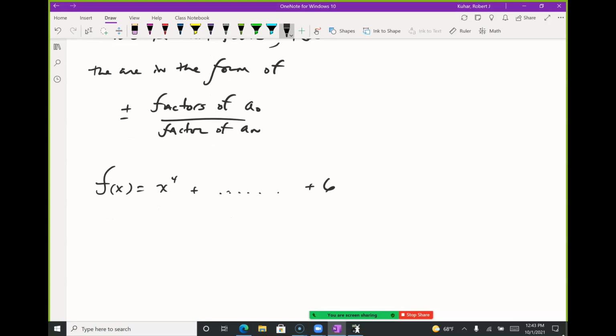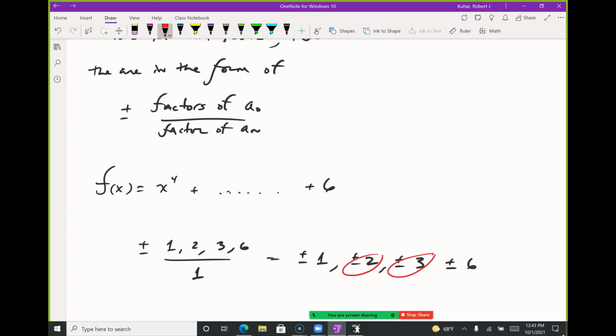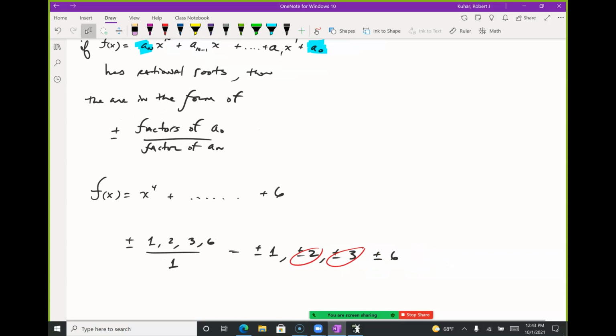And so if I take the factors of 6, which are 1, 2, 3, and 6, and the factors of 1, which is just 1, I can see that I get plus or minus 1, plus or minus 2, plus or minus 3, plus or minus 6. And obviously, the minus 2 and the minus 3 were the roots. It's crazy. It's beautiful. It's hard to believe at first that if I'm going to have rational roots, they're going to come from the factors of the leading term divided into the factors of the constant.